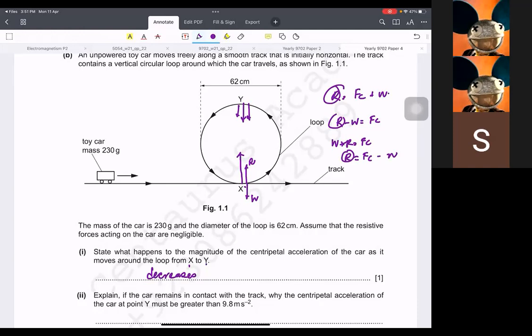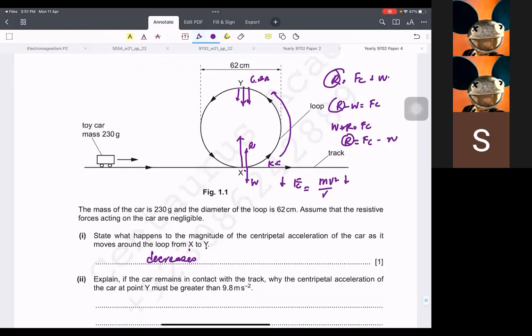If you notice, here it will have maximum kinetic energy, here it will have maximum gravitational potential energy, right? So kinetic changes to gravitational potential energy, and according to the formula F equals mv squared over r, if the velocity decreases, then Fc would decrease. Don't you think so?